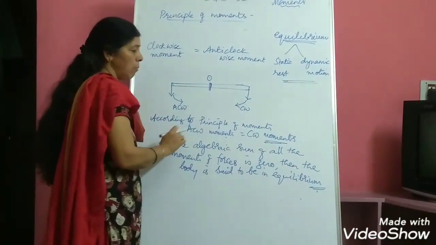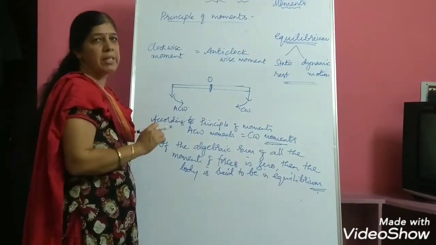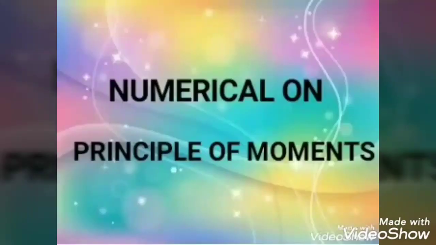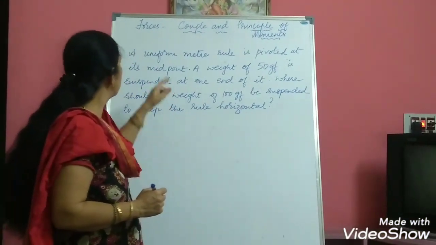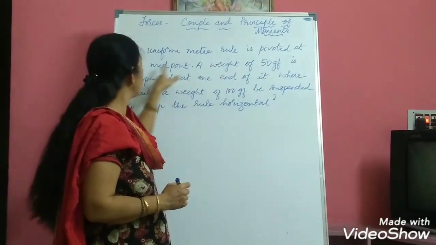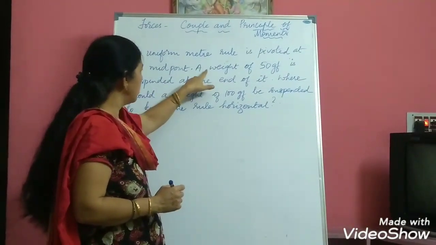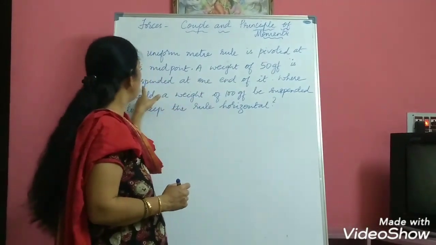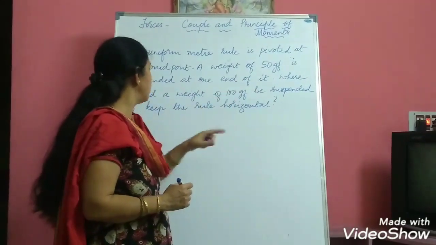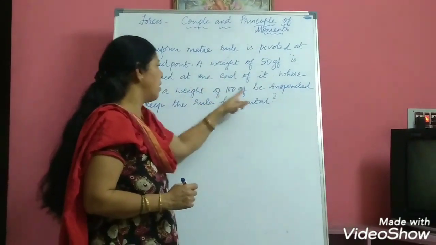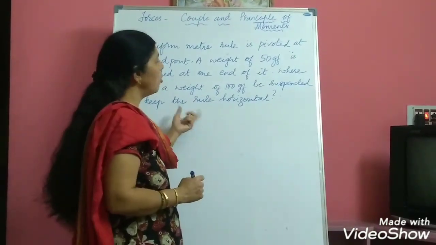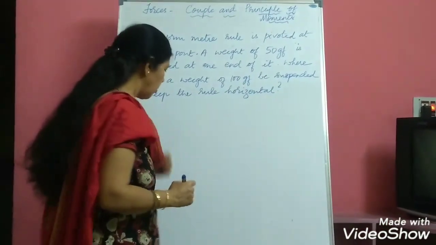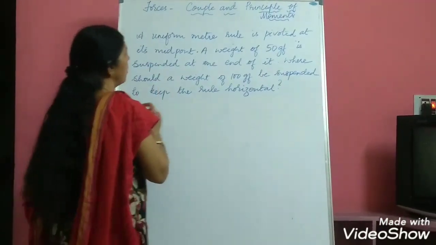Now let us take one problem on principle of moments. Okay, we have a problem on principle of moments. A uniform meter rule is pivoted at its midpoint. A weight of 50 gram force is suspended at one end of it. Where should a weight of 100 gram force be suspended to keep the rule horizontal? Now, before you proceed with the problem, better draw a schematic diagram of the problem given.